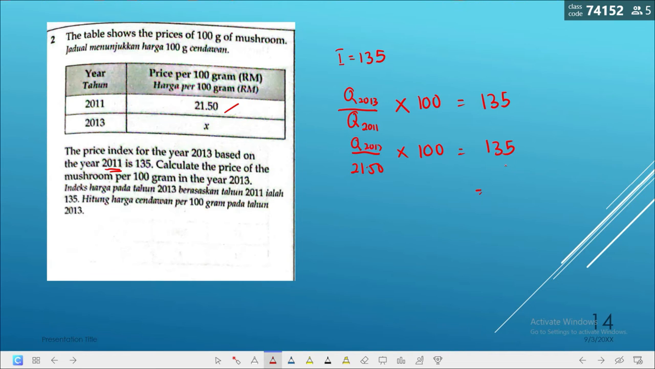Change to here, it becomes divide, right? So 1.35 times 21 ringgit 50 cents. So you will get 2013. So the price is 29 ringgit 3 cents. Okay, so that's the answer.